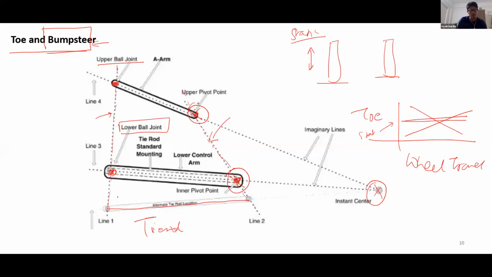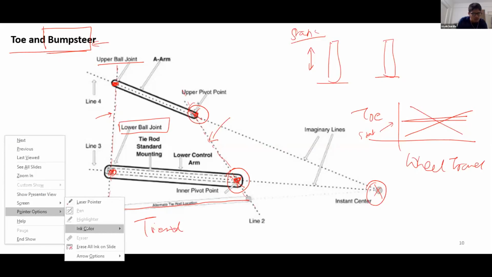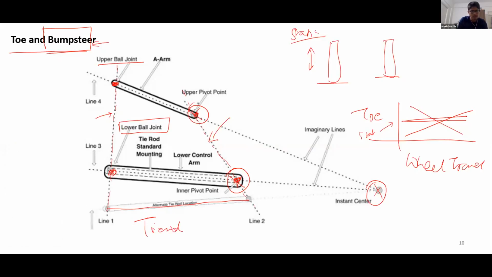So your tie rod basically needs to be between these two lines, and it needs to pass through the instant center. Even a tie rod which is like this is perfectly fine because this would pass through the instant center, right? So this point as well as this point. So this can be your tie rod, and with this tie rod, you would have zero bump steer.